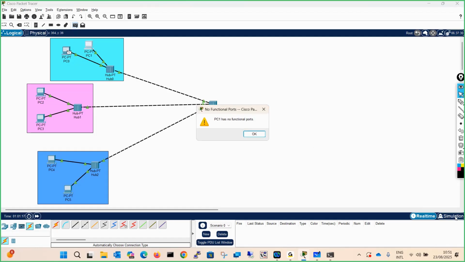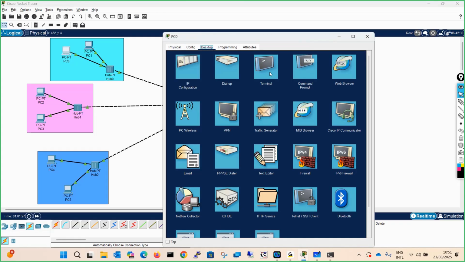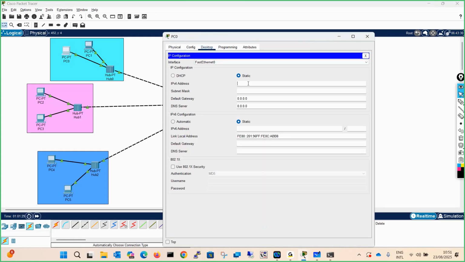Come to simulation over here. Okay, sorry, we have not configured the IP address. Let's do one thing, first configure IP addresses on all the PCs. Come to PC0, and start configuring the IP address one by one. 192.168.1.10.